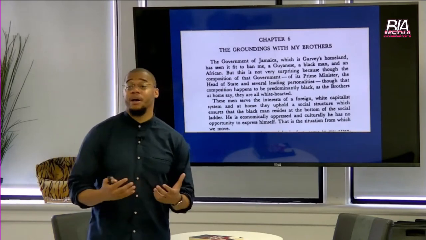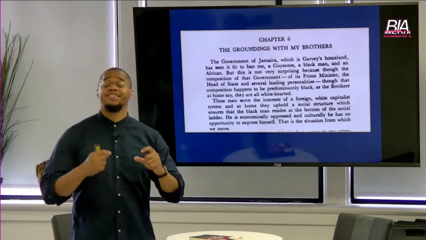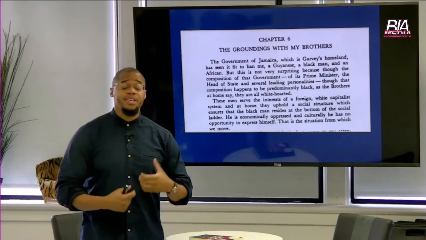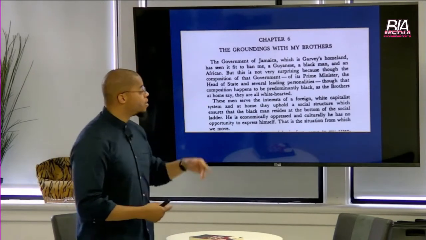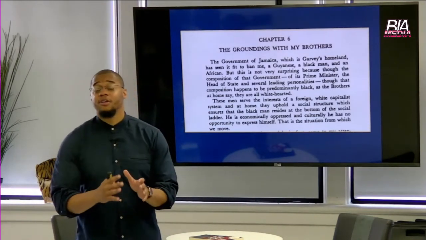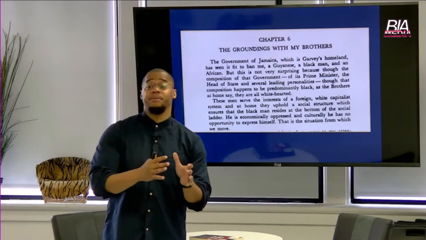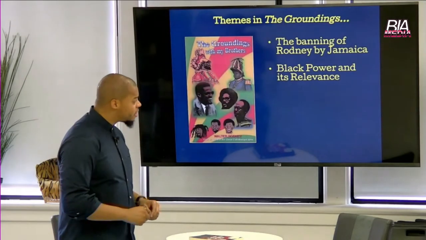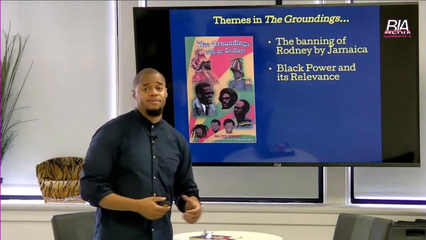So he writes about this banning, and he says these leaders, like so many leaders in the African world, may be black on the outside, but are white-hearted because they serve not the interests of the masses, they serve the interests of white capital. So that's what he talks about when he talks about the banning. The rest of the book, he goes on and talks about black power and its relevance.